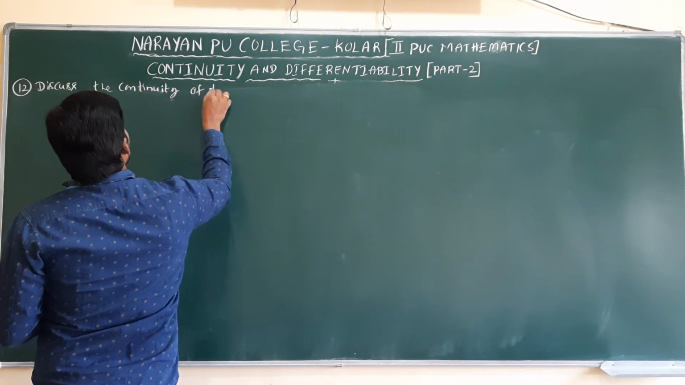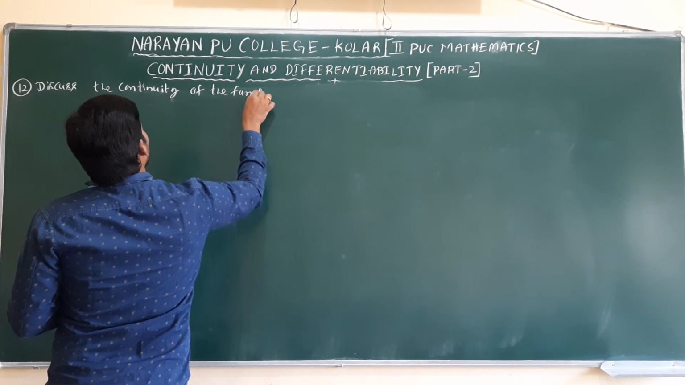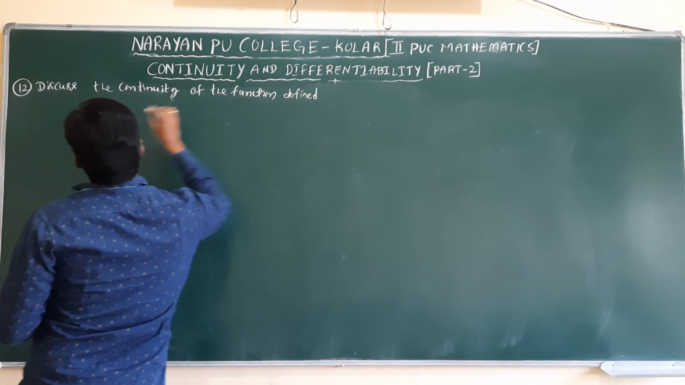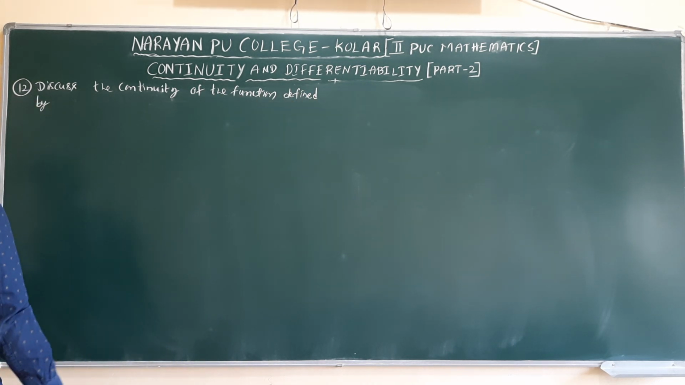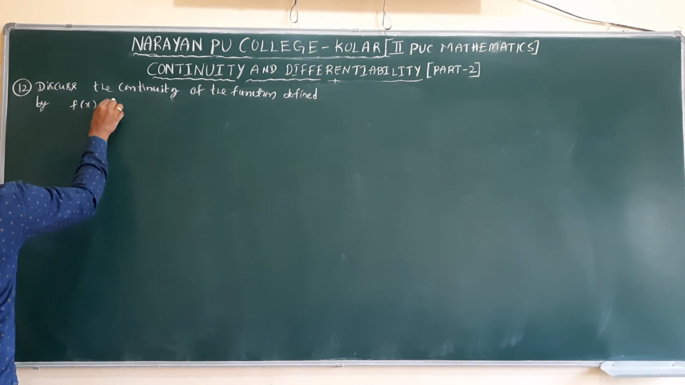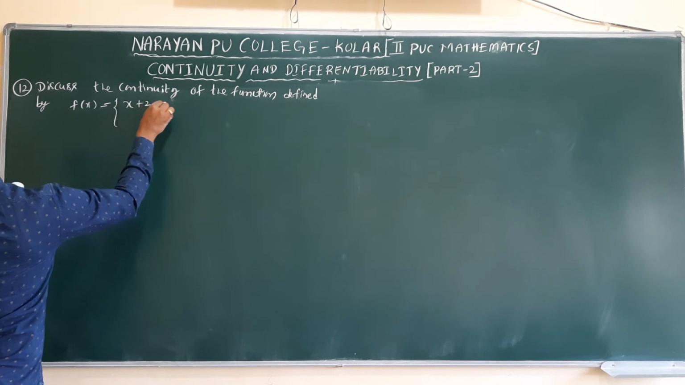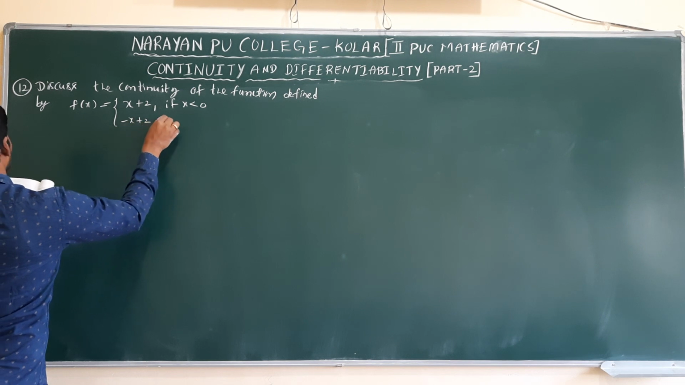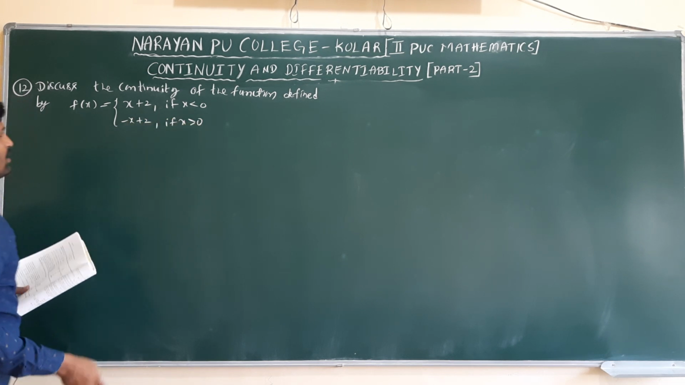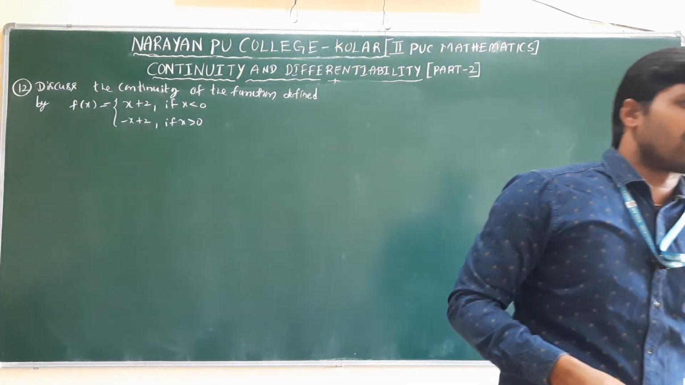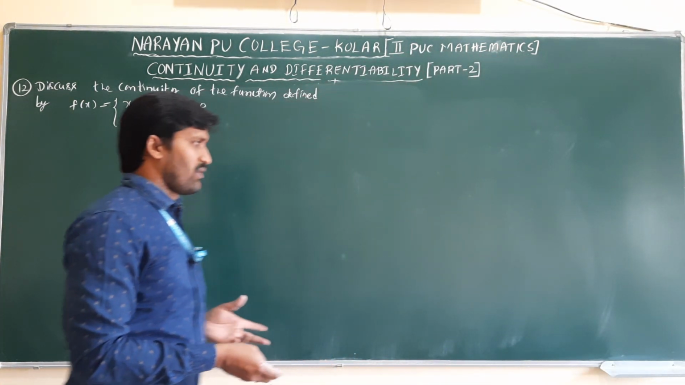Of the function defined by, what is the function given? f(x) equals x plus 2 if x is less than 0, and minus x plus 2 if x is greater than 0. Here x equal to 0 is not given, it is not defined, which means no need to verify at 0. We need to check less than 0 values and greater than 0 values.